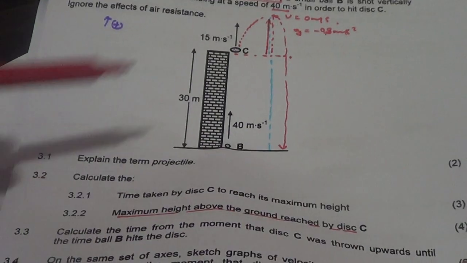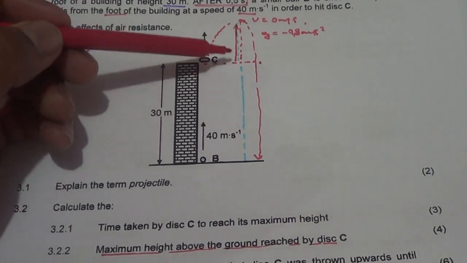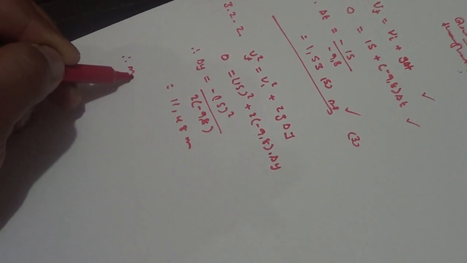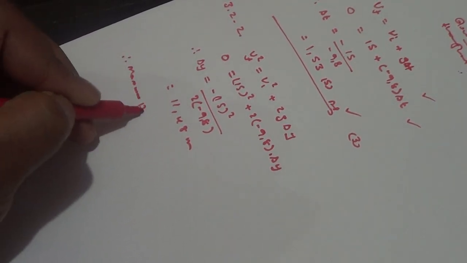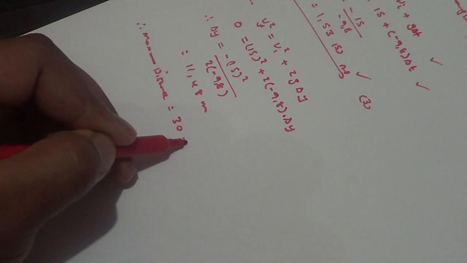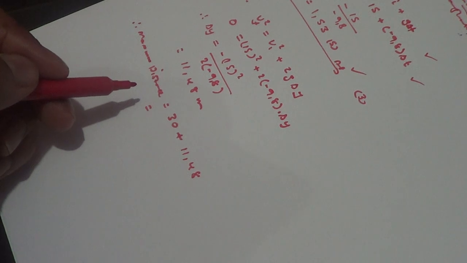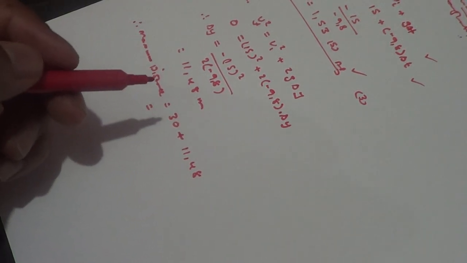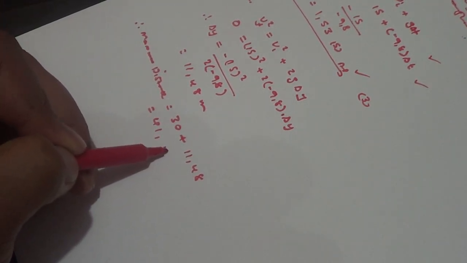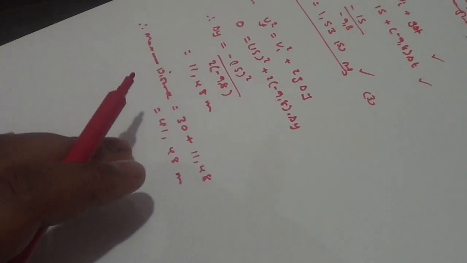Okay, so we will have to add, because they said the maximum. Once you hear the word maximum, it means you have to consider that 30. So now we can say, therefore, the maximum distance is going to be equal to 30 meters plus 11.48. Okay, let's add 30 there. I get 41.48 meters. All right, so that is the one.